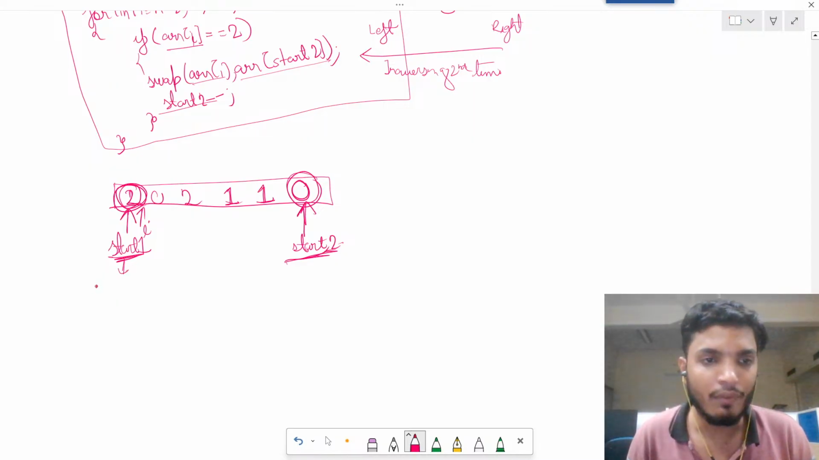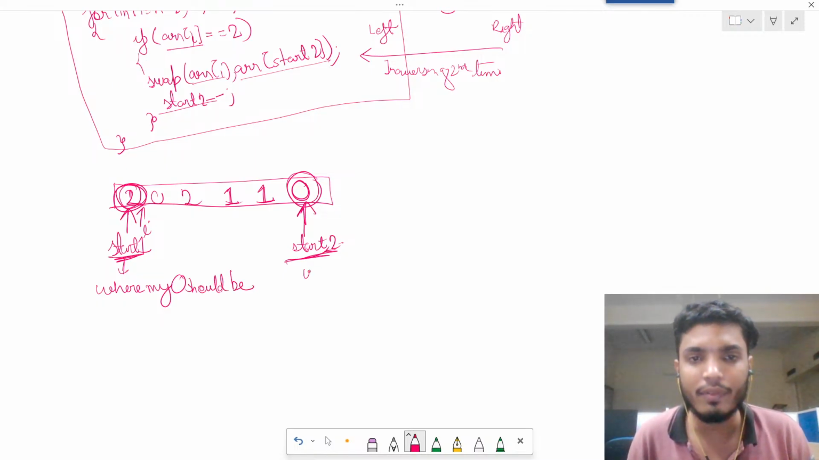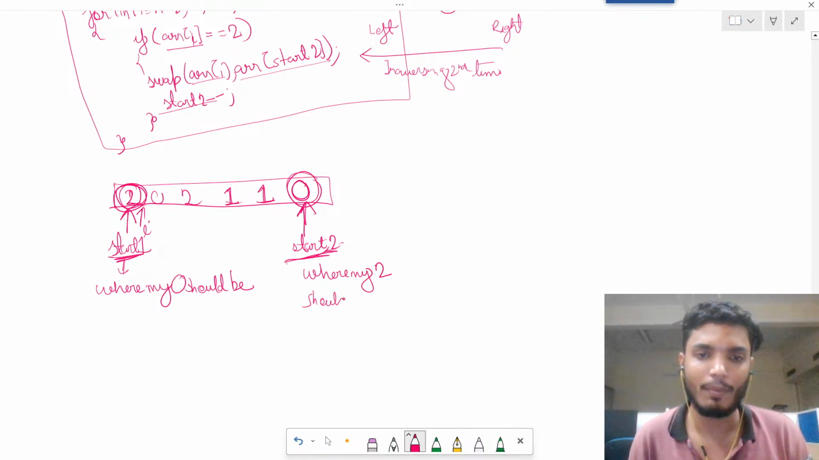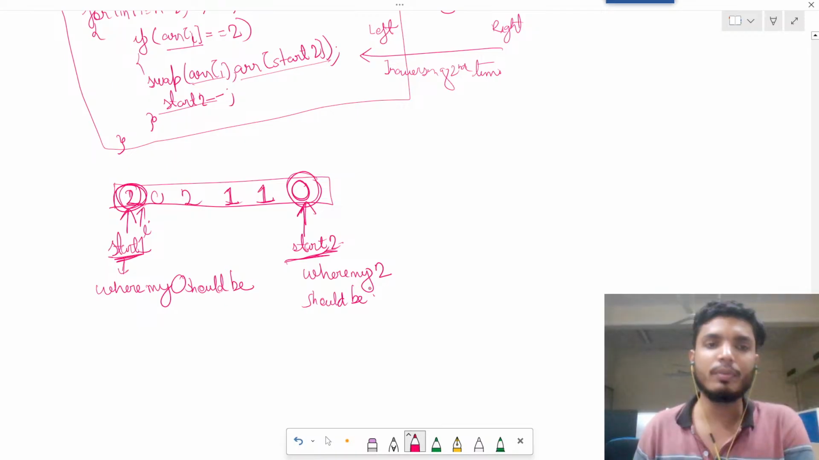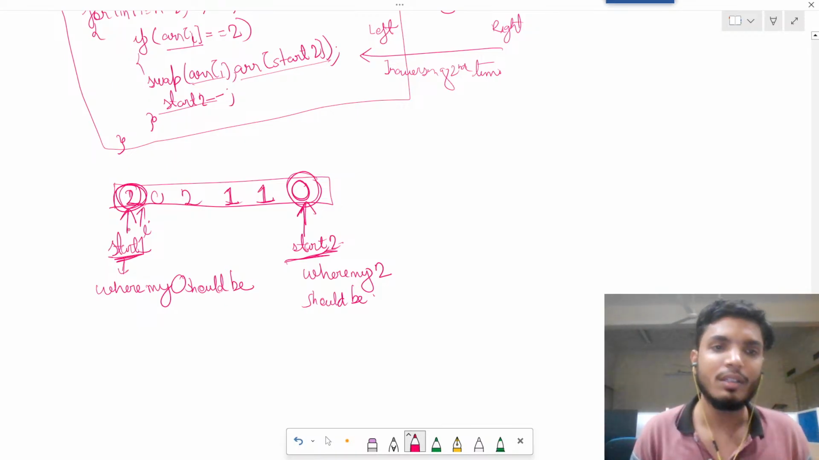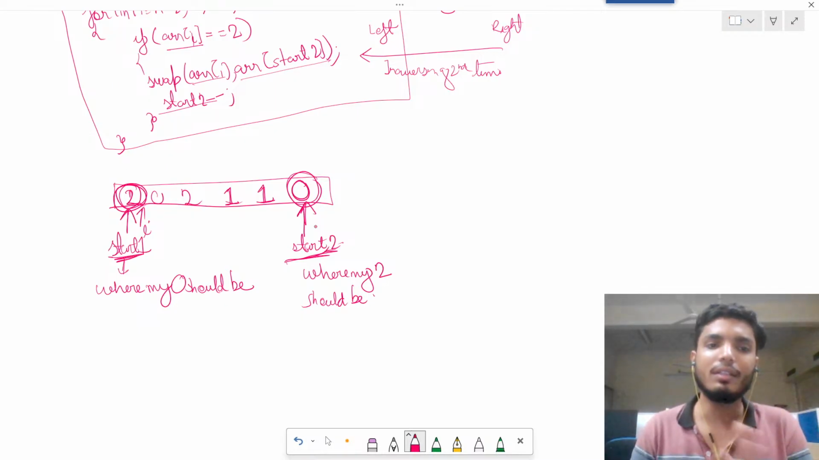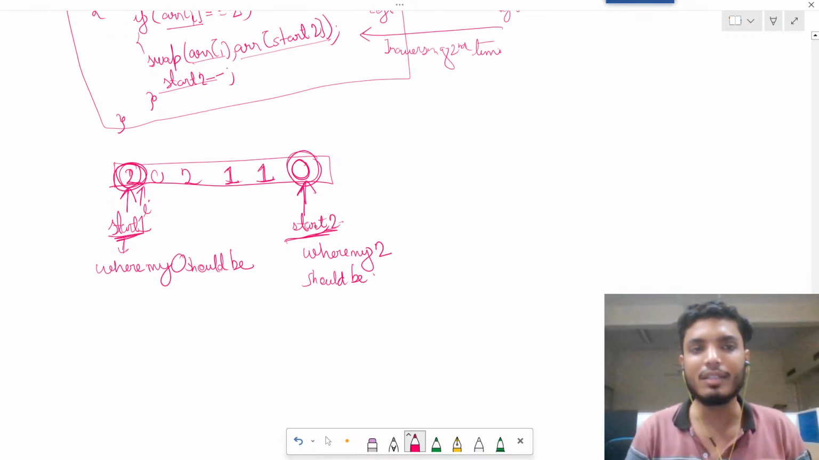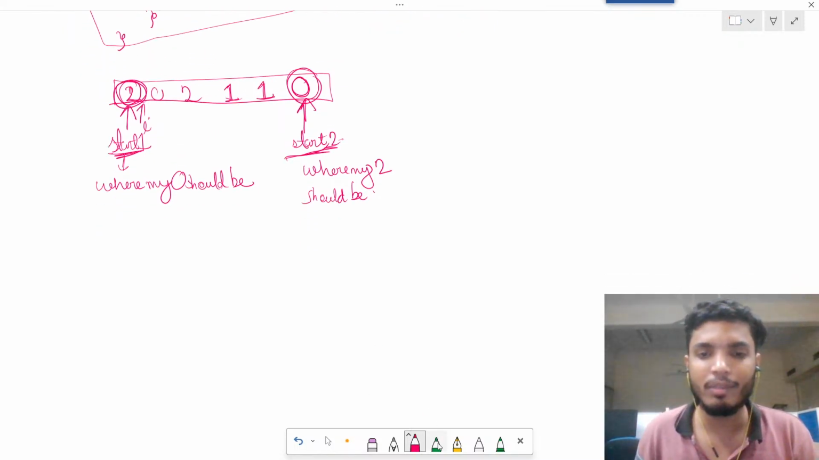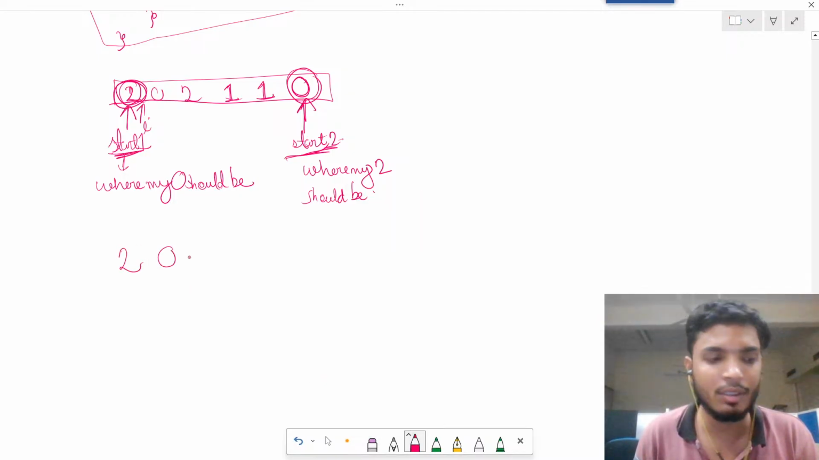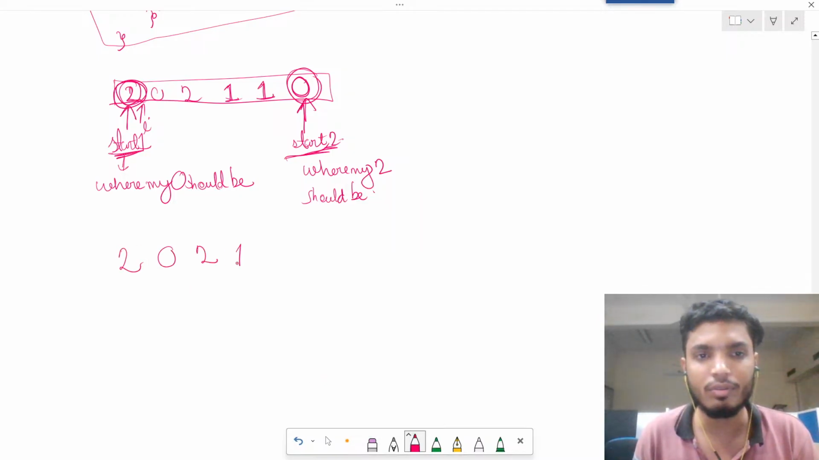Start1 indicates where my zeros should be, and start2 indicates where my twos should be. So I hope it is clear, guys. Start1 indicates where my 0 should be. If I am finding 0, move it to this position. If I am finding 2, move it to that position. So I think this is the whole algorithm. It is just like this. So let's do a dry run and it will become more clear, and this is simple. I don't need to explain it further. Yeah, 2 0 2 1 1 0.